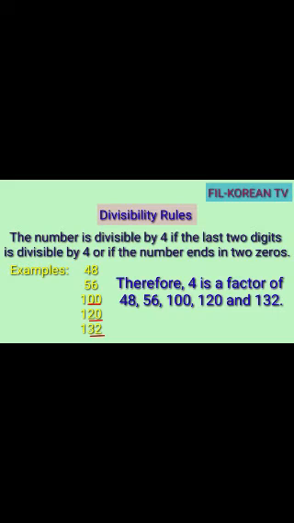Therefore, 4 is a factor of 48, 56, 100, 120, and 132. Ang mga number na ito ay pwedeng ma-divide sa 4 na eksakto yung answer. Yung quotient, kapag i-divide natin yung isang number sa 4, yung quotient ay factor din ng given number.